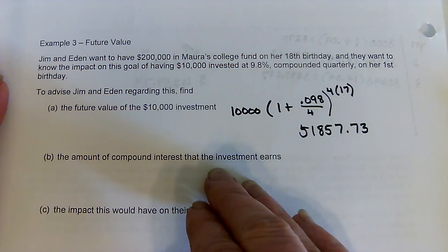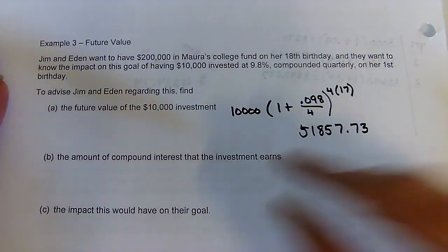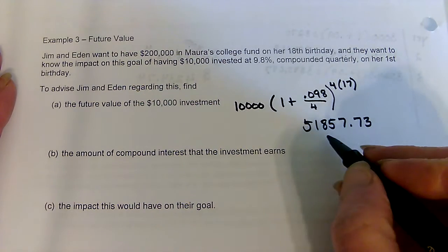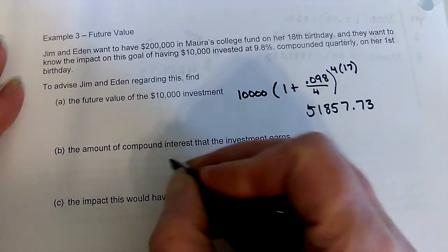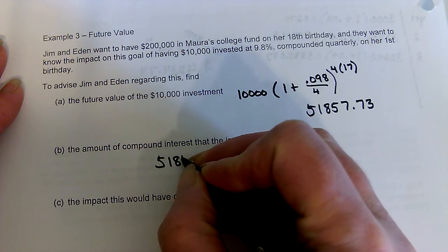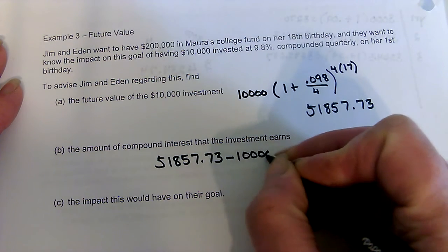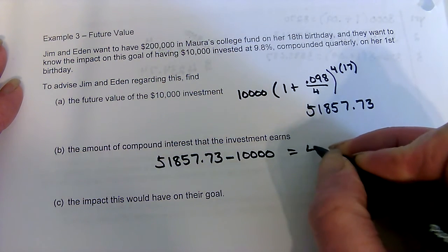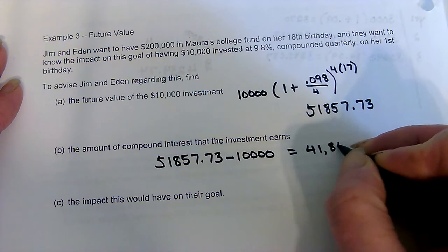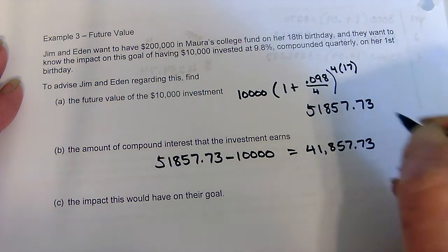How much compounded interest did the investment earn? Well, if we have this much and we started with 10,000, then we would just take our future value minus the original investment, and we have earned $41,857.73.